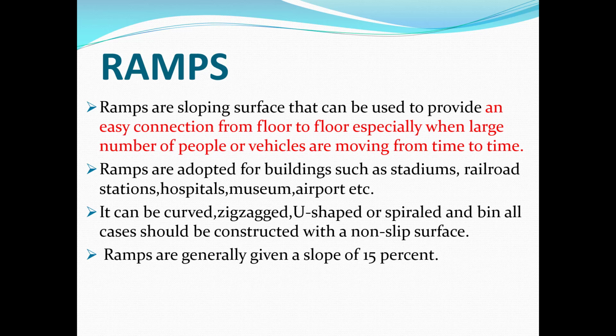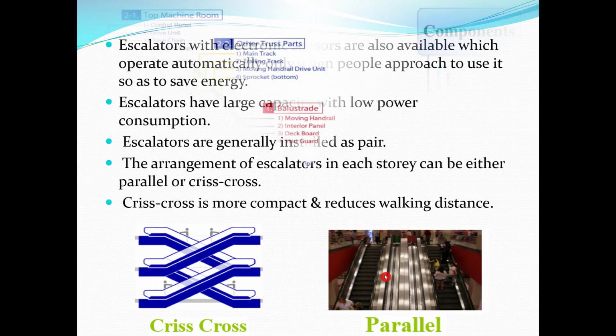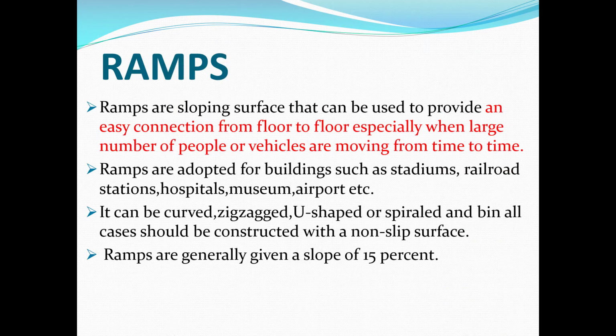It's a structure which is built, and you don't need to provide any extra energy source for its working. The ramps are adapted for buildings like stadiums, railroads, hospitals, museums, etc. It can be curved, zigzag, U-shaped, or spiraled, and it should be a non-slip surface. The ramps are generally given a slope of 15%.